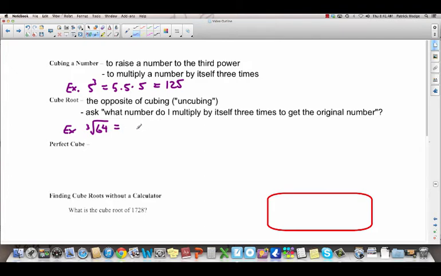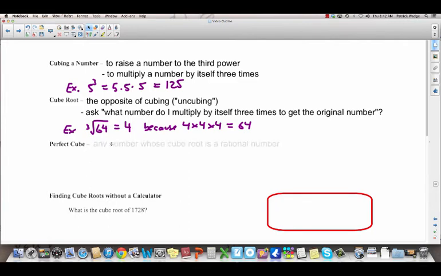What's the cube root of 64? Well, I'm looking for a number I multiply by itself 3 times to get 64. A number times the same number times the same number equals 64. Know what it is? It's 4. Why? Because 4 times 4 times 4 equals 64. 4 multiplied by itself 3 times gives 64.